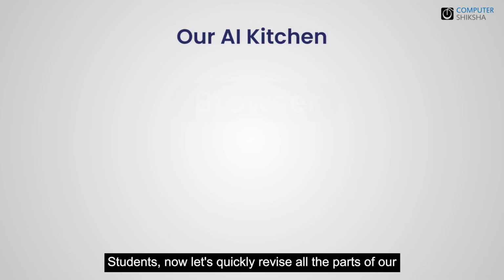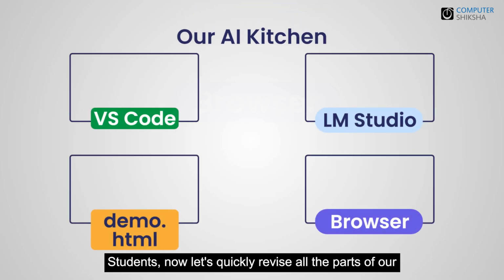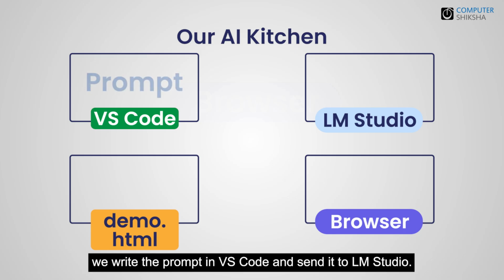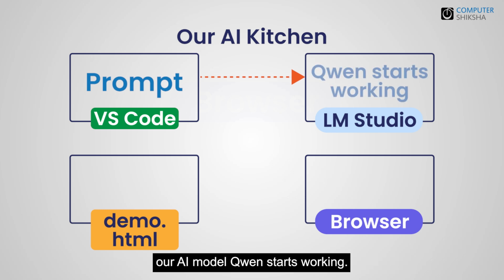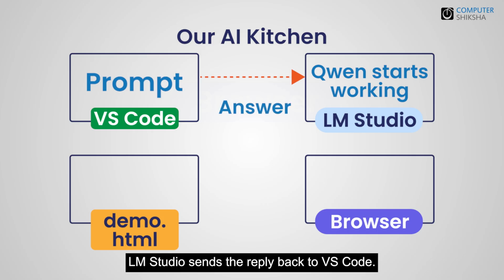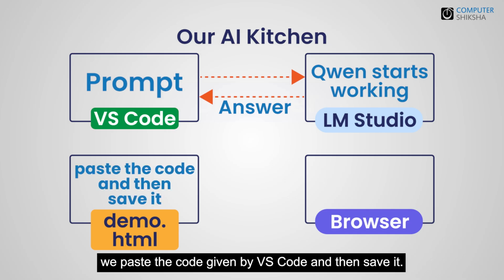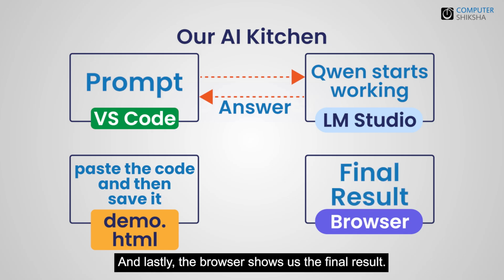Students, now let's quickly revise all the parts of our AI kitchen again. In our AI kitchen, we write the prompt in VS Code and send it to LM Studio. Inside LM Studio, our AI model Quen starts working. LM Studio sends the reply back to VS Code. In the demo.html file, we paste the code given by VS Code and then save it. And lastly, the browser shows us the final result.